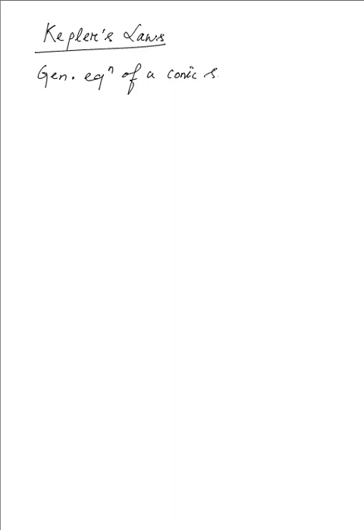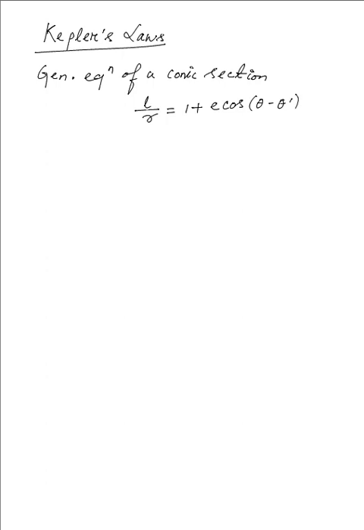Hello. In the previous video on central forces, we had already deduced Kepler's first law, where we had obtained the general equation of a conic section, which was of the form L divided by r is equal to 1 plus e cosine of theta minus theta prime.